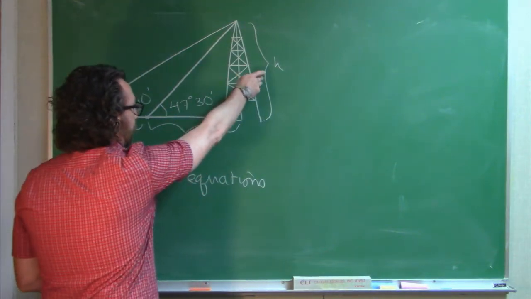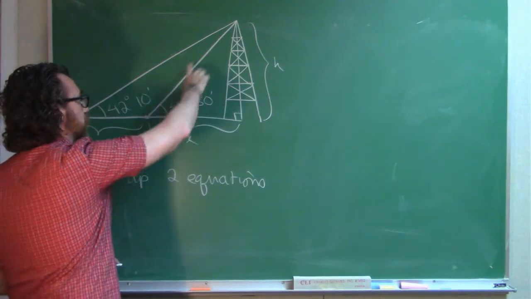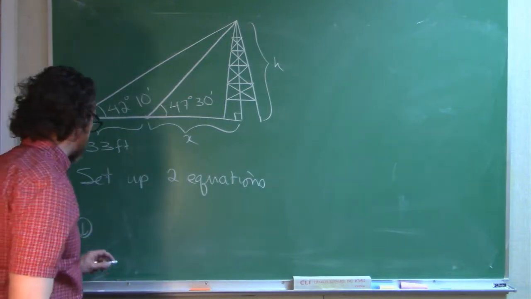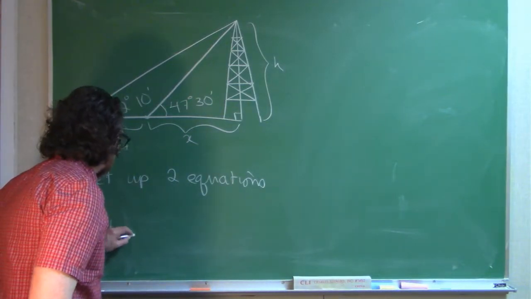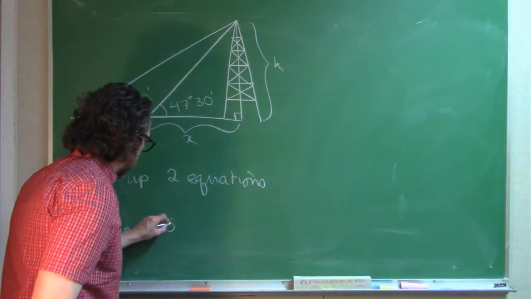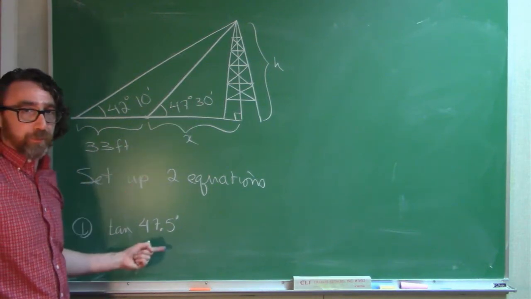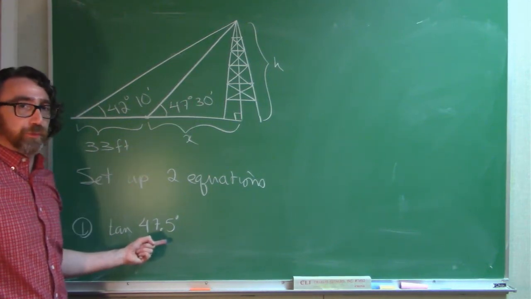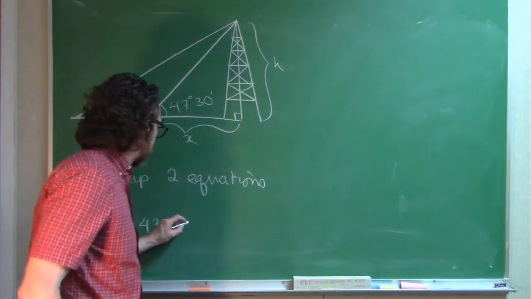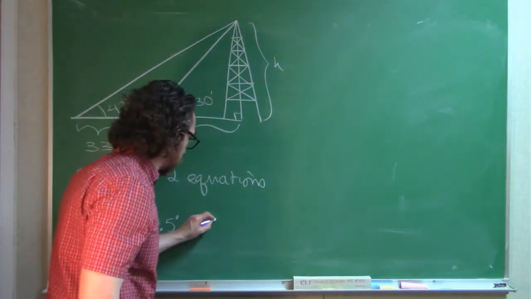Once again, we want the opposite side, and we're going to use the adjacent side. We don't know the hypotenuse, so sine and cosine aren't going to come into the picture. We're going to use tangent. So tan of 47.5 degrees. Remember, if you're going to use your calculator, convert these to decimal degrees. 30 over 60 is the decimal part. So tan of 47.5, opposite over adjacent, is h over x.